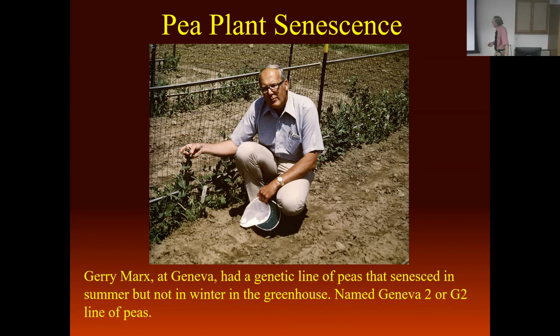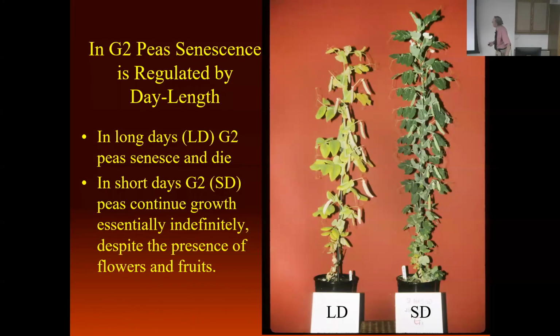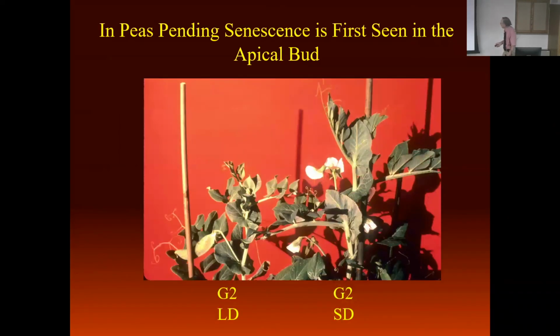Here's Jerry Marks at Geneva in the 1970s. There were two centers of pea genetics at the time, Tasmania and Cornell. We were interested in plant senescence, and he alerted me to the fact that he had some peas that senesced in summer but not in winter, and wanted to know what was going on. We found indeed they were senescing in long days but not in short days. The name of this variety was G2.